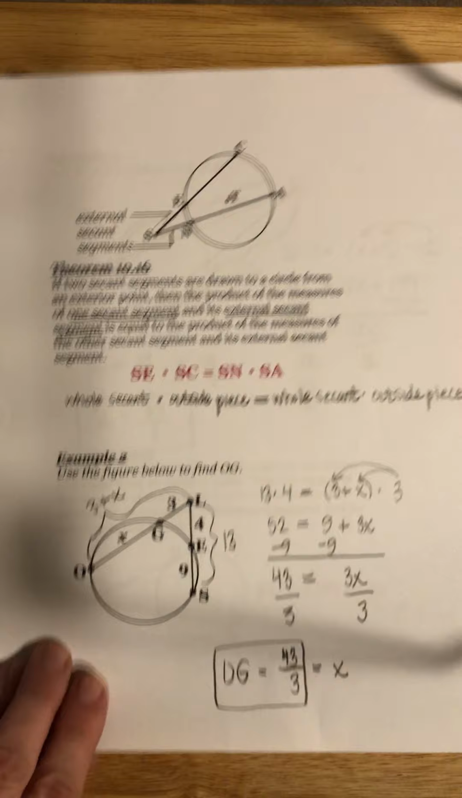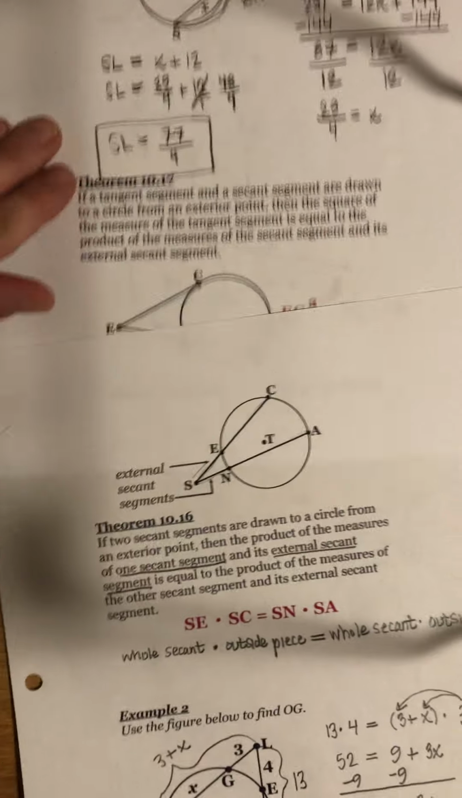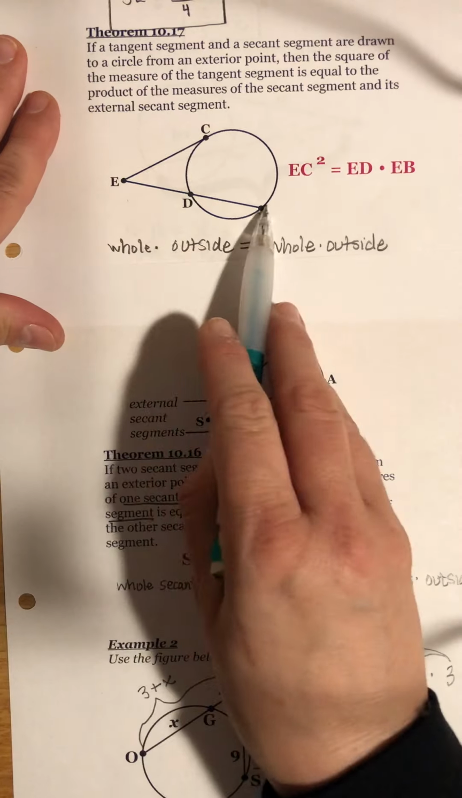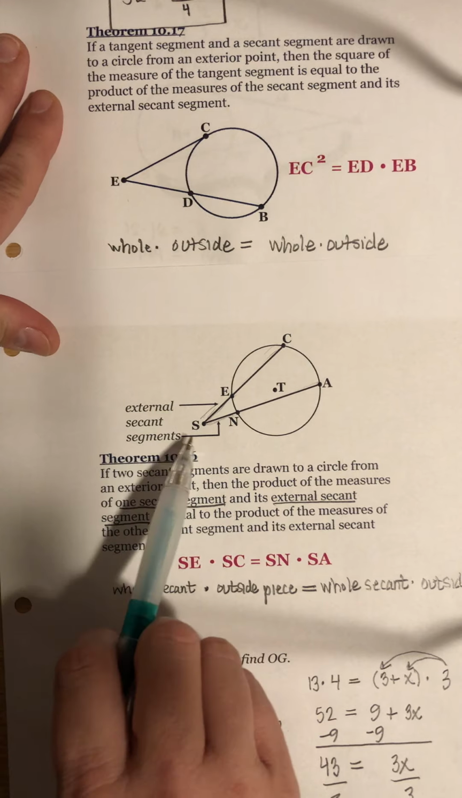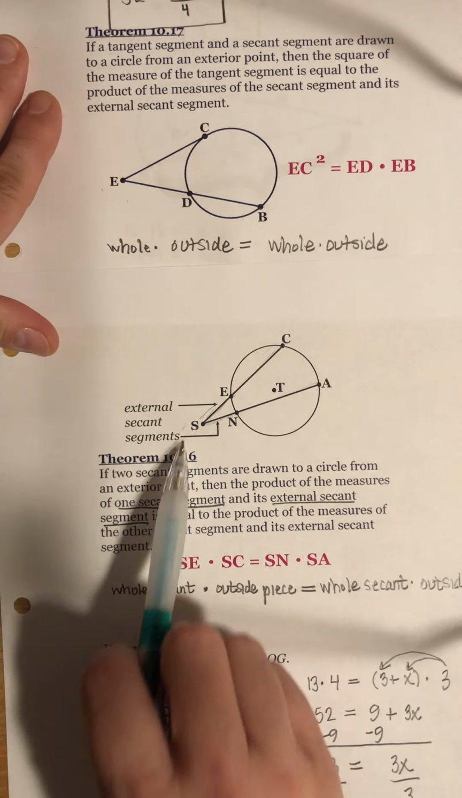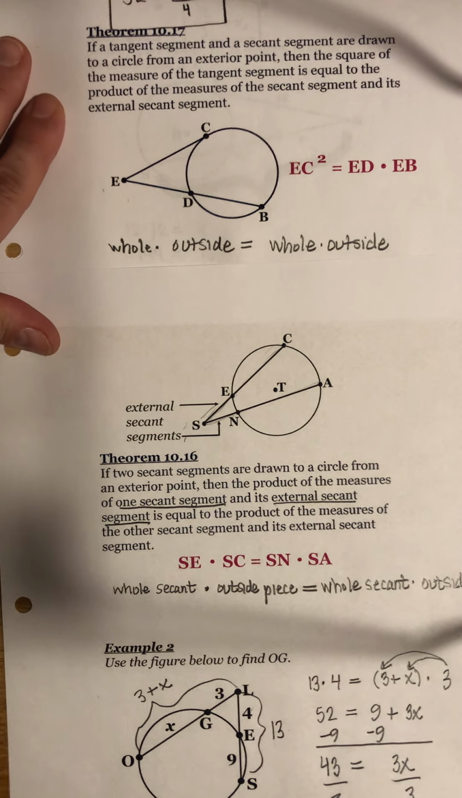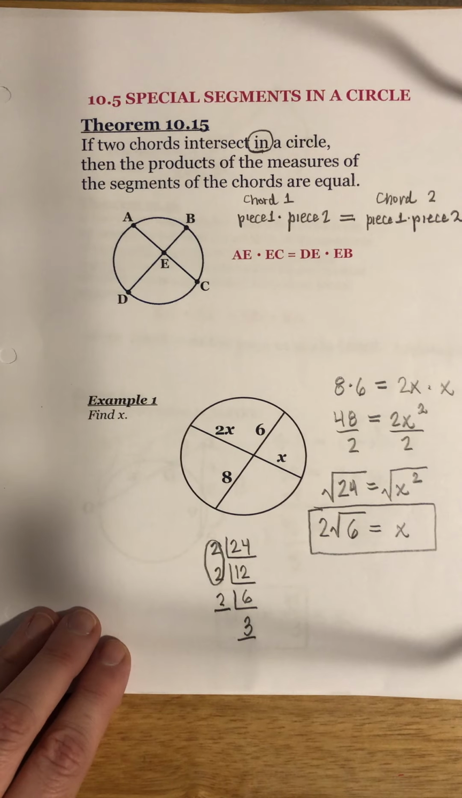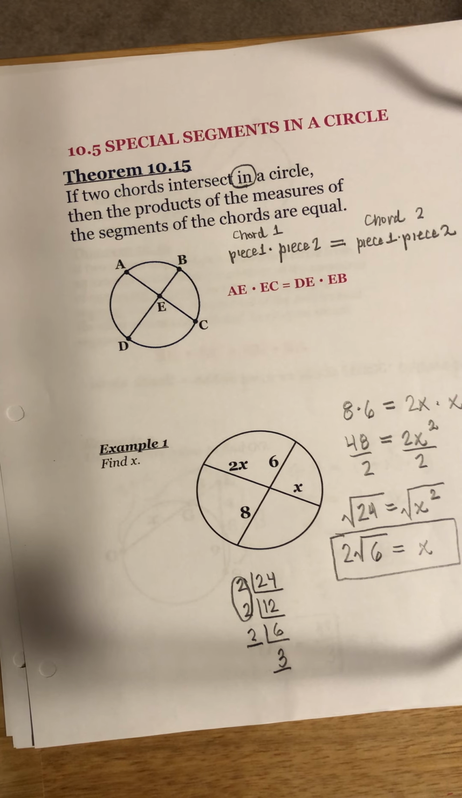Now, what happens if they intersect outside of the circle? We have 2 issues. You might have a secant and a tangent, or you might have 2 secants, but it's the same because where are they intersecting? Outside of the circle, and their formulas are the same. Whole times outside equals whole times outside. So all you have to ask yourself is where are they intersecting? Inside or outside of the circle? If you can answer that question and come up with the right formula, then these problems will be a piece of cake.